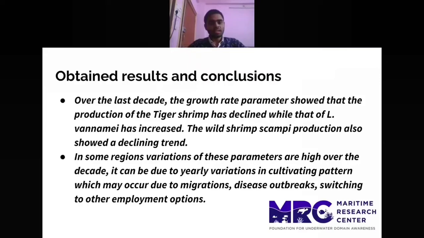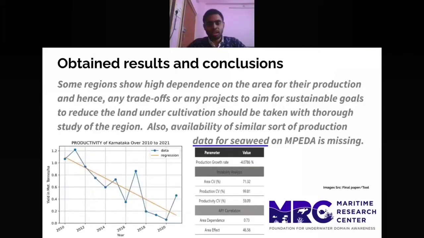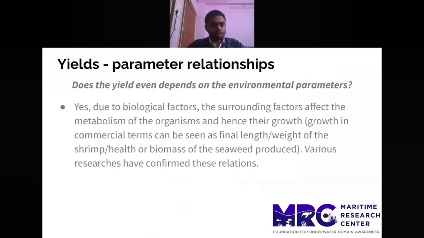And the third thing is the dependence of production on the area. If production is highly dependent on the area, that means the industry may not be sustainable in the long run, because the area is finite and the use of area should be sustainable. So the thing that drives us to the yield parameter is to maximize production by optimizing the yields. This brings us to the second part of the APY analysis, that is the yield parameter relationship. And one can ask, does the yield depend on environmental factors?